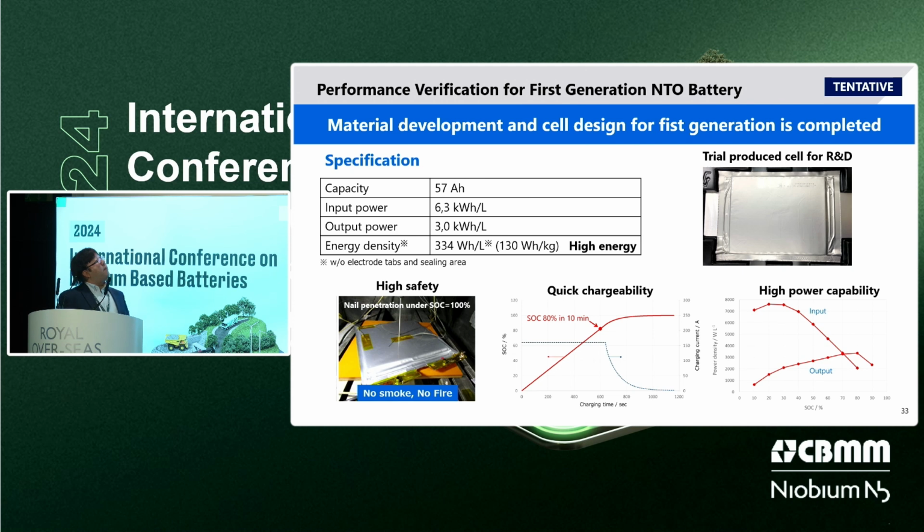And next shows the performance verification for the first generation NTO battery. As you can see here, we have already tested by using such kind of trial produced cell, and we confirmed high safety, quick chargeability, high power capability, and high energy density. So we, Toshiba R&D Center, consider that material development and cell design for the first generation is completed, and also we have finished the technology transfer to our battery business division.